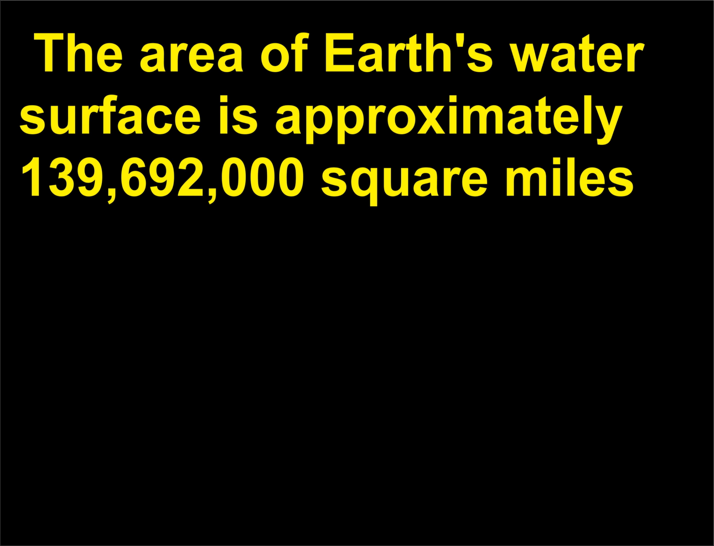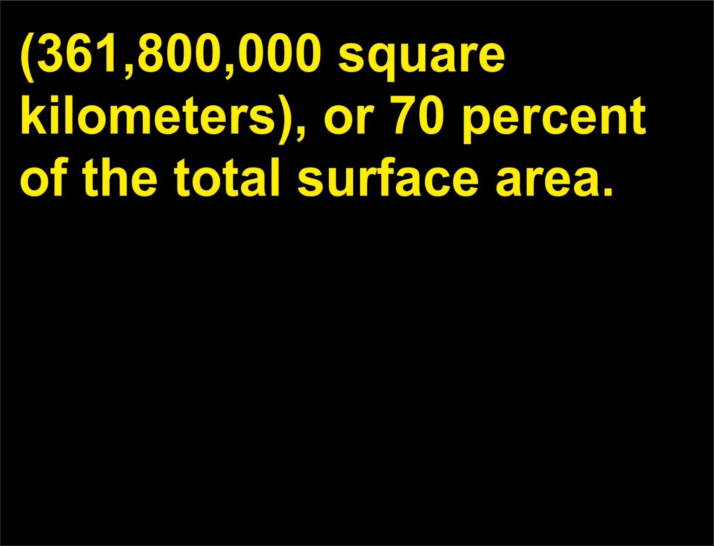The area of Earth's water surface is approximately 139,692,000 square miles, 361,800,000 square kilometers, or 70% of the total surface area.